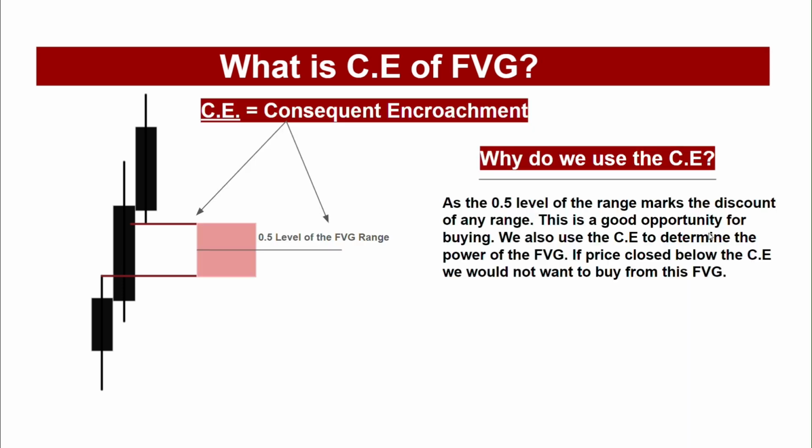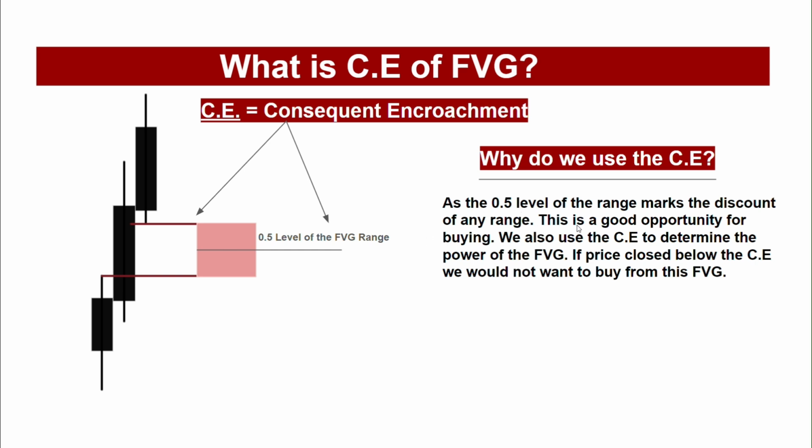And this is due to one important reason, and this is the consequent encroachment. So CE is the consequent encroachment. So why do we use the CE? So the CE, let's get up to the first, is the 0.5 level of the fair value gap range. So we take the range of the fair value gap and we draw across the 0.5 level.